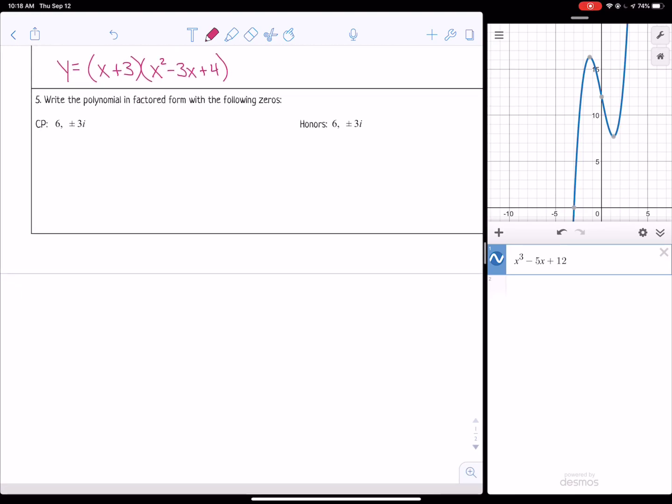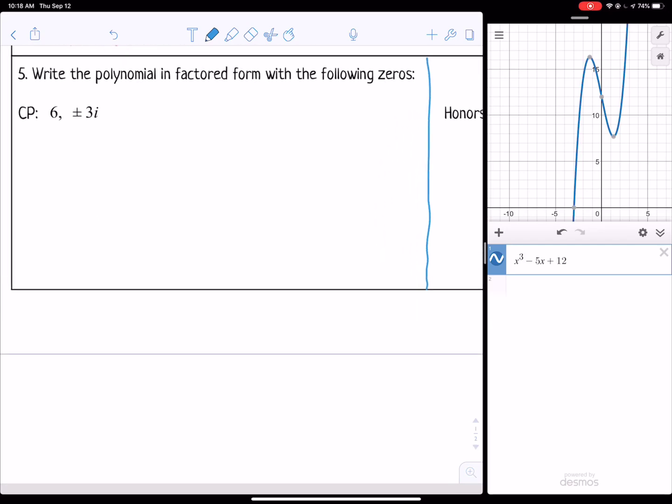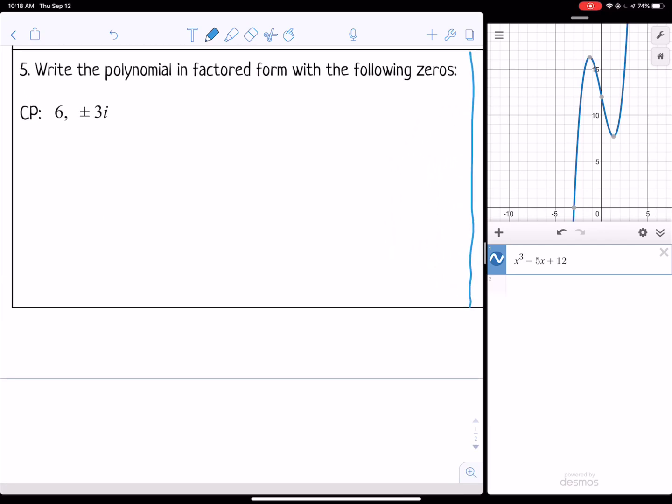Now number 5 is a different question. So we do not need the function at the top of the page anymore. And there is an honors versus a standard version. So if you're in honors, you could fast forward. And if you're in standard, you can just watch this first part. So you are given zeros and you need to find the polynomial in factored form. So 6 comes from x minus 6. But then we need to work on the plus or minus 3i. So let's do the sum and product of those.